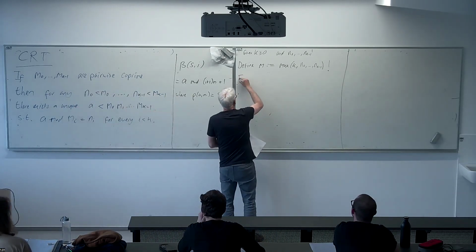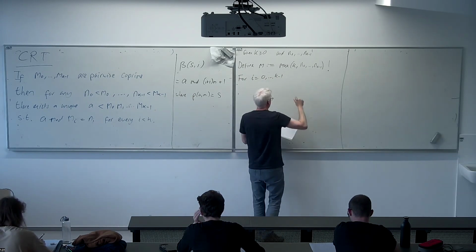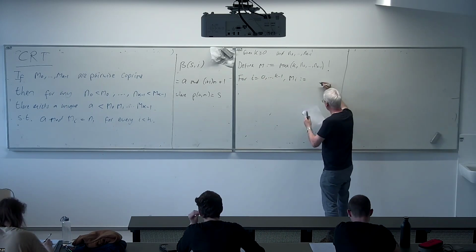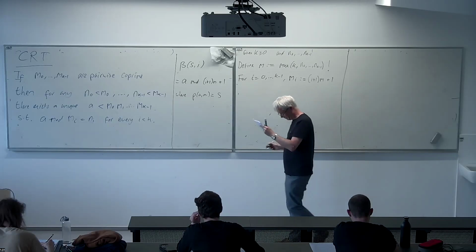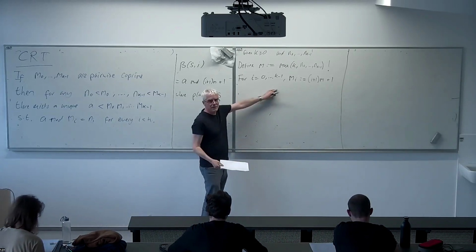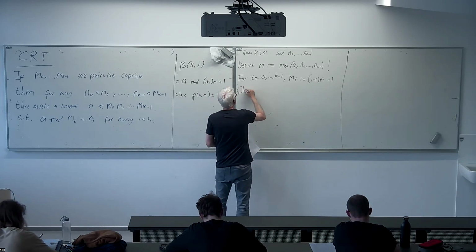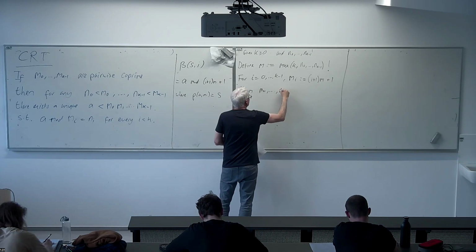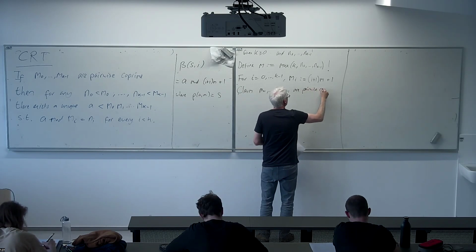So for i from 0 to k minus 1, we simply define mi to be i plus 1 times m plus 1. And we claim these numbers are pairwise coprime. The claim is that m0 to mk minus 1 are pairwise coprime.